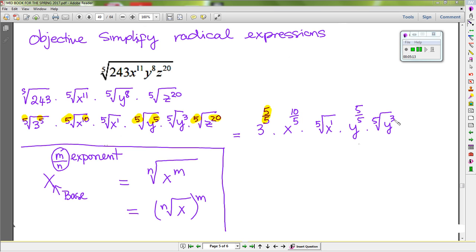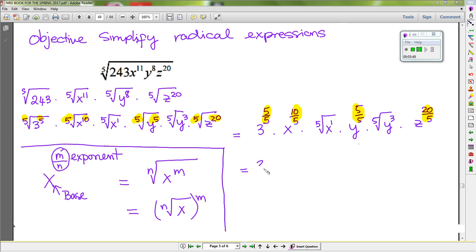The reason that I do not write them as a fraction exponent is that 3 cannot divide by 5. I mean, it will not go. You're not going to get an integer quotient, so that's why we're going to keep them the way it is. And then times z to the power of 20 over 5. Okay, so all of these fractions will be divided out.